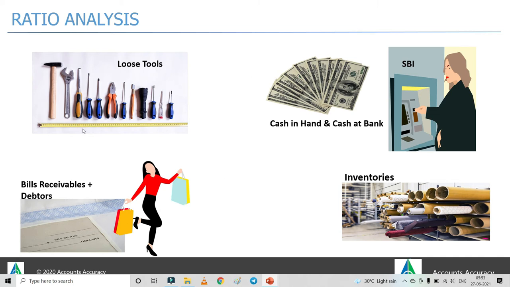In current assets, we also include loose tools. But these loose tools do not form part of current assets in the calculation of current ratio. Why? Because loose tools are used by the company. These are not kept for sale purposes. So that is why, for calculating the current ratio, we exclude loose tools.